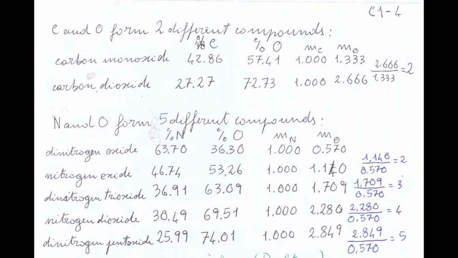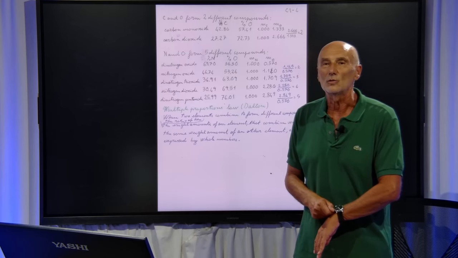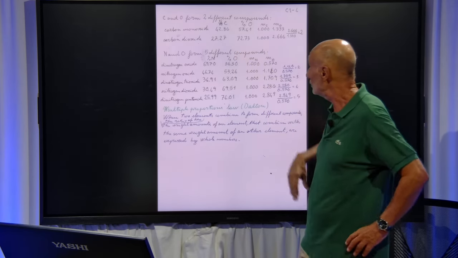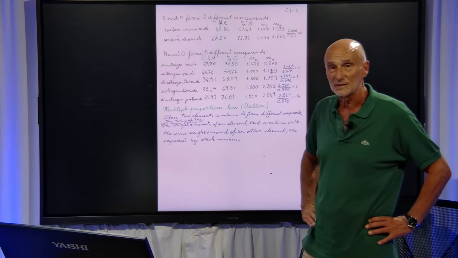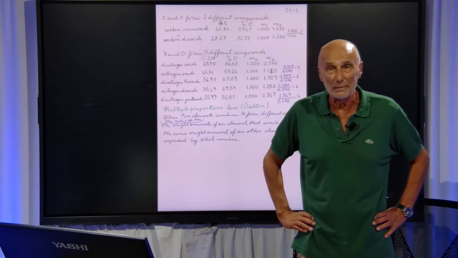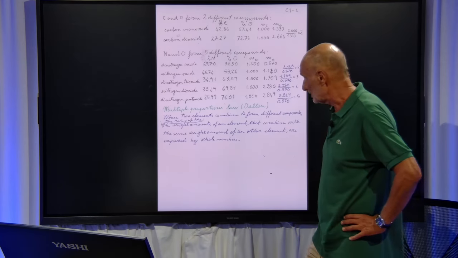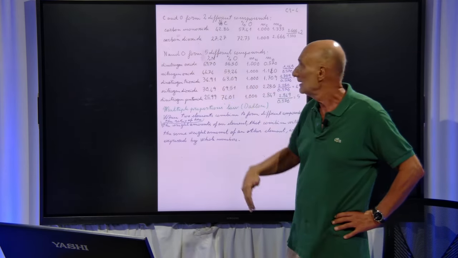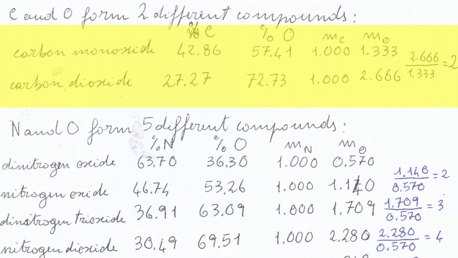Well, let's see the third fundamental law of chemistry. Let's have a look at the data that I'm now going to show on this blackboard. You know, carbon and oxygen form two different types of compounds. One is called carbon monoxide and the other one is called carbon dioxide. Let's see the values of the chemical analysis of these two different compounds.